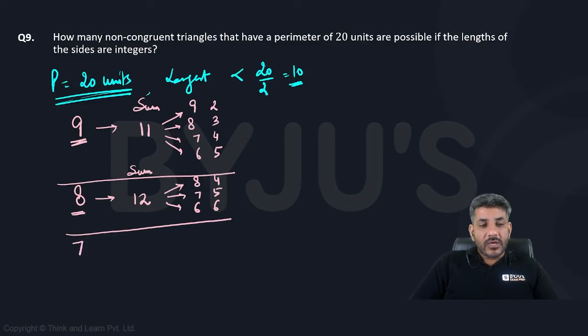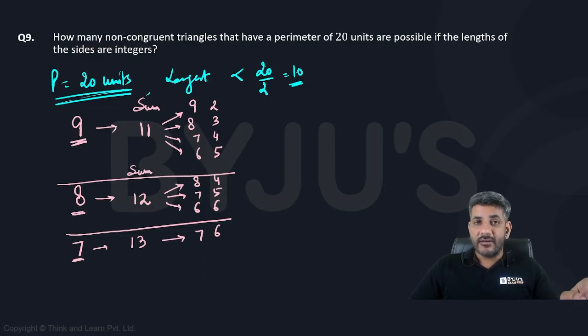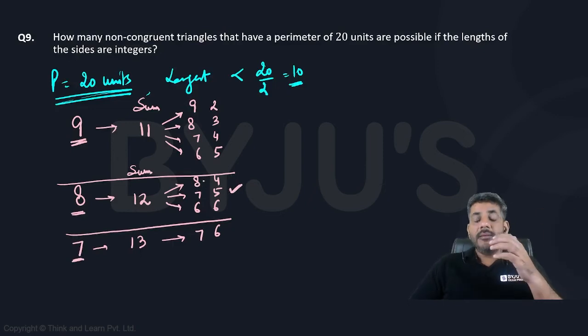Third, what if the largest side is 7? Then sum of the other two sides would be 13, and 13 would be formed with only one case, 7 and 6. I can't take 8 and 5 because I'm assuming largest is 7. And I'm not saying 7, 8, 5 is not possible, but it has already been counted here. Look at this, 8, 7, 5. So by this case, you basically make sure that no case is repeated or double counted.